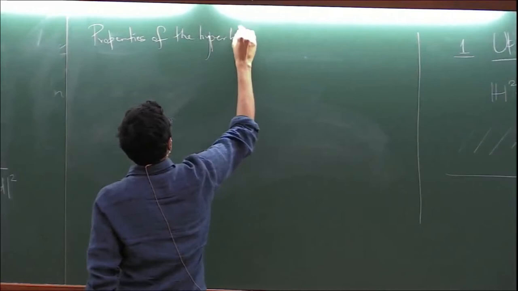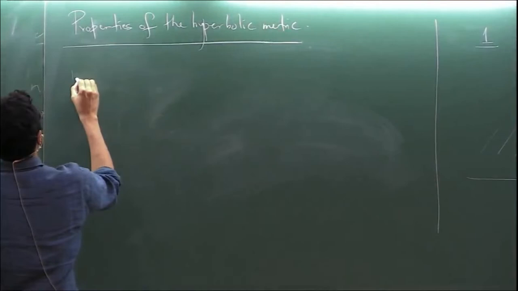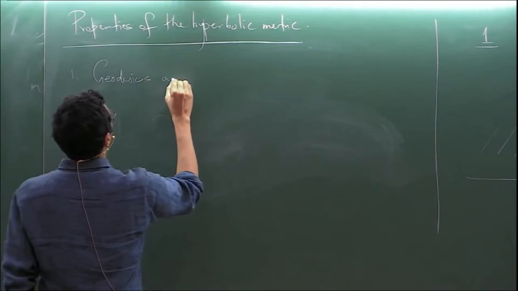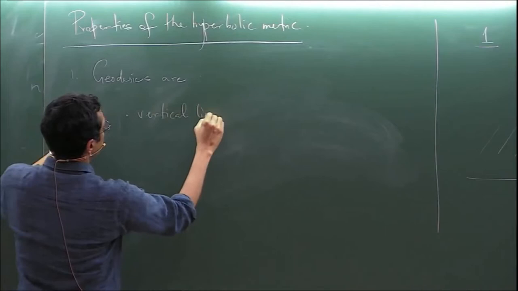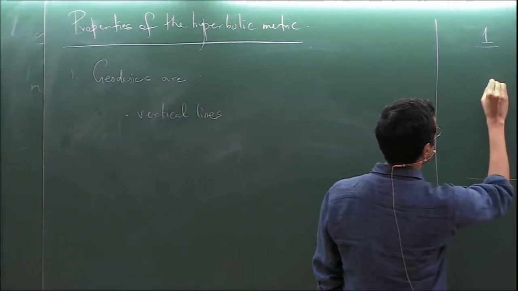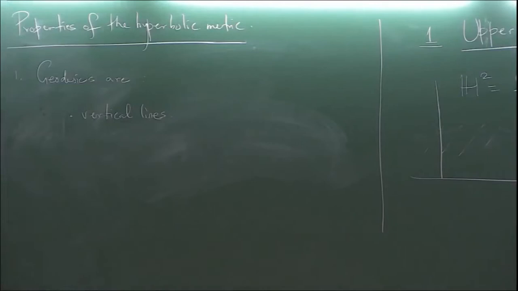So first of all, geodesics, which are the analog of straight lines, what are all the geodesics in the upper half plane? Vertical lines, it's not hard to see, are geodesics. Why? Because suppose you take a vertical line. Geodesics are the shortest path between pairs of points, right? So those give you paths of geodesics.